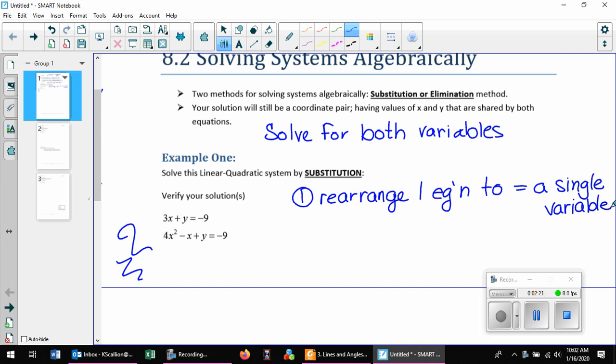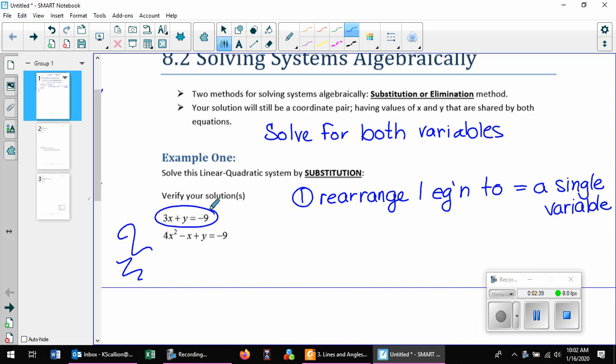Now, both of these, what pops in my head right away is if I have a linear, that's a much simpler equation than the quadratic. You guys agree with me? Much easier, we know how to graph it. So I'm going to rearrange this one to equal a single variable.